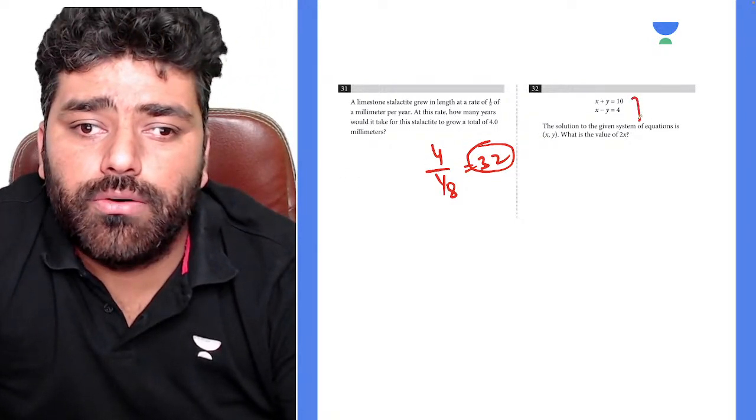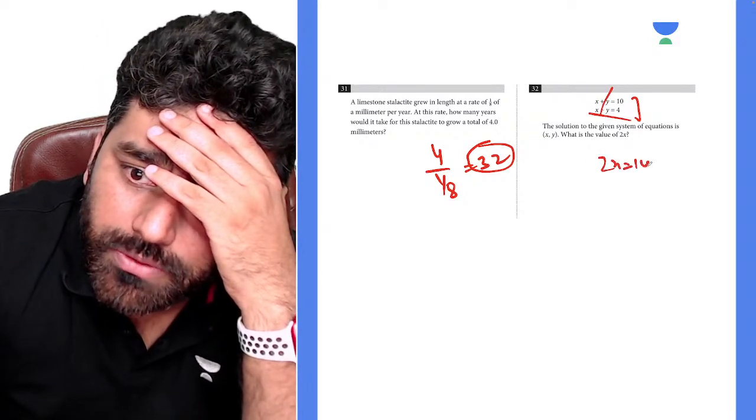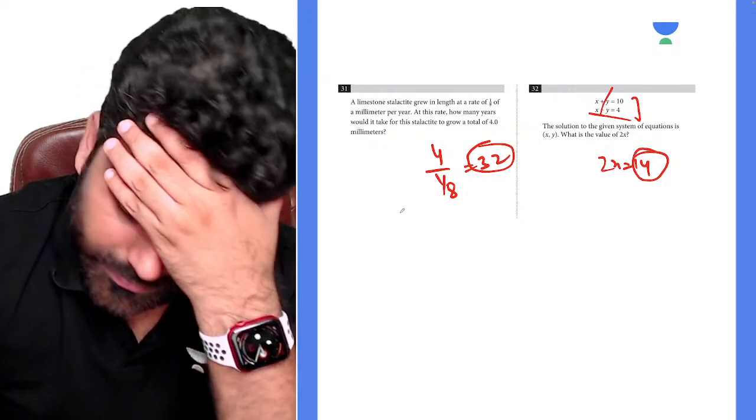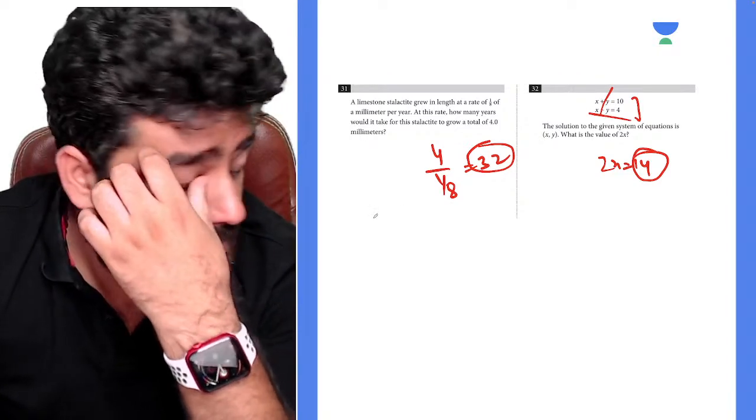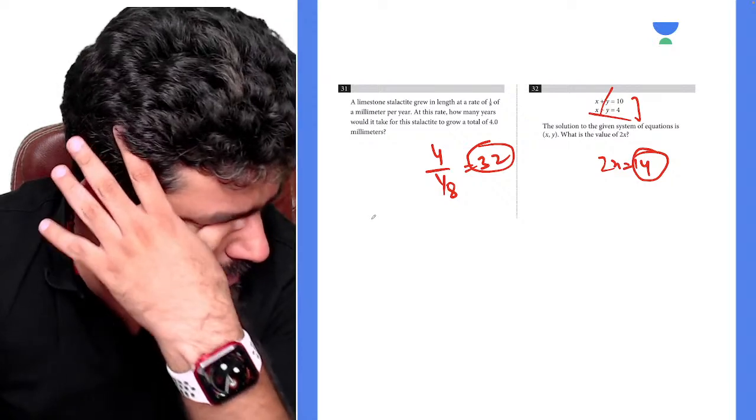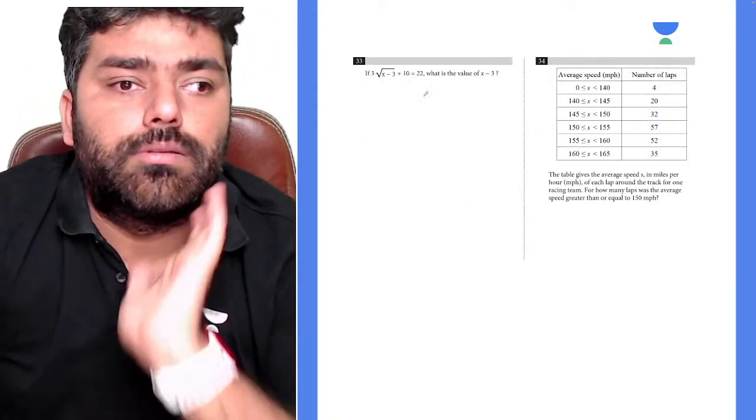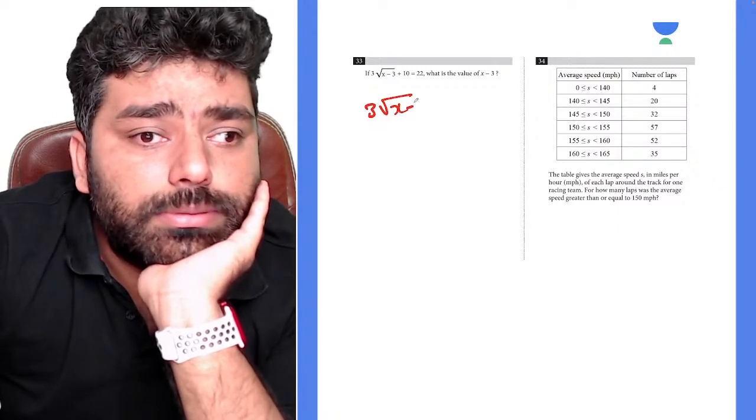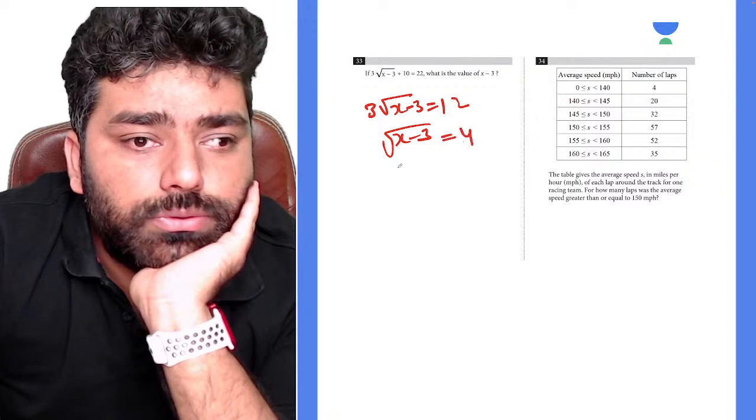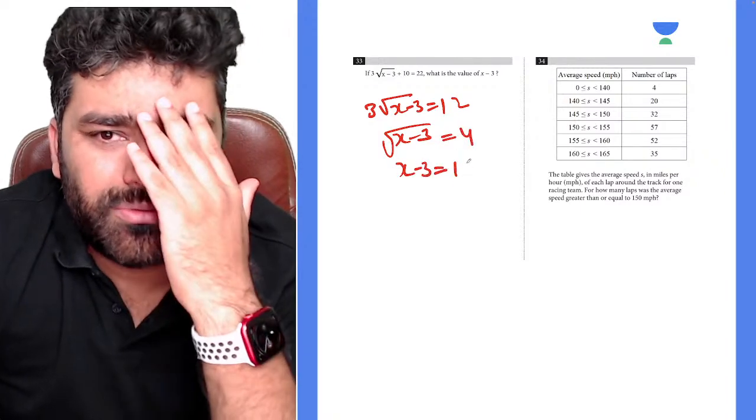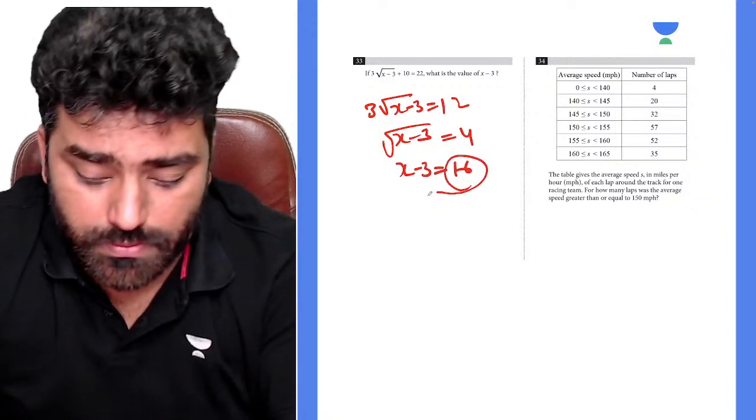What is the value of the 2x? So okay, you can just add. So 2x is equal to 14. So this is like 3 under root x minus 3, that is equal to 12. So root is equal to 4. So x minus 3 is equal to 16. Is it? Yeah, that's what we need to find, x minus 3 only.